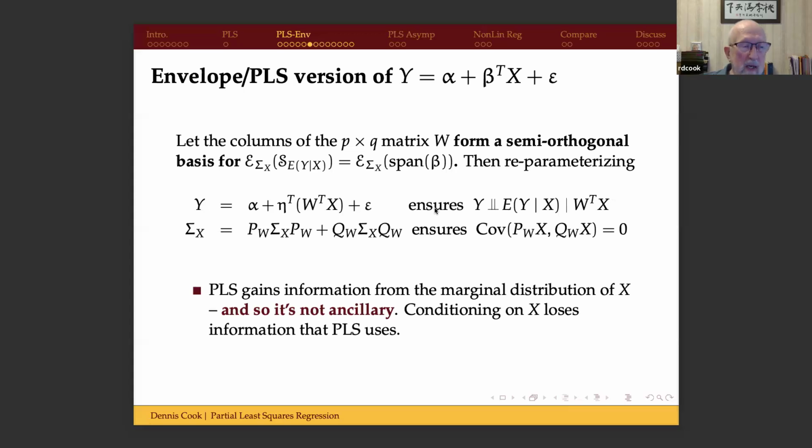An implication of that is that PLS gains information from the marginal distribution of x, so it is not an ancillary statistic. Conditioning on x, which is a standard thing to do in regression, loses information that PLS uses and the envelopes use. So we have to have a joint distribution. We make use of the marginal of x. It's not an ancillary statistic. Conditioning on x loses information.